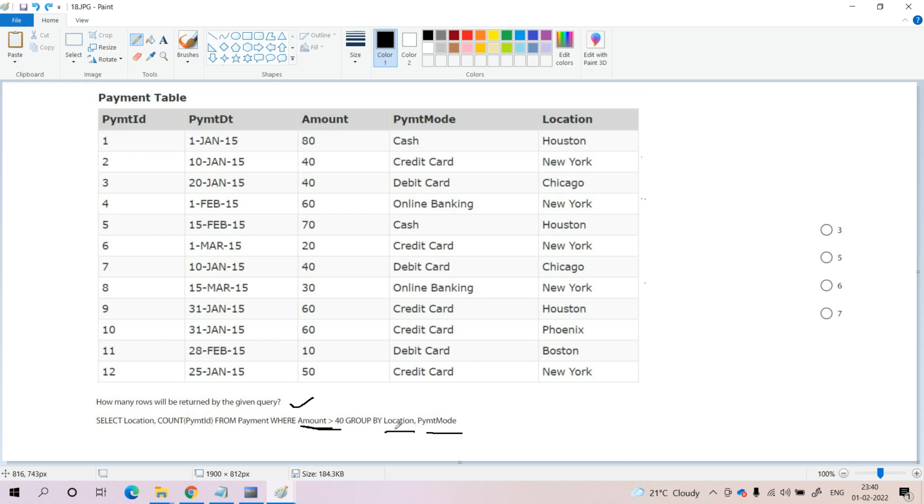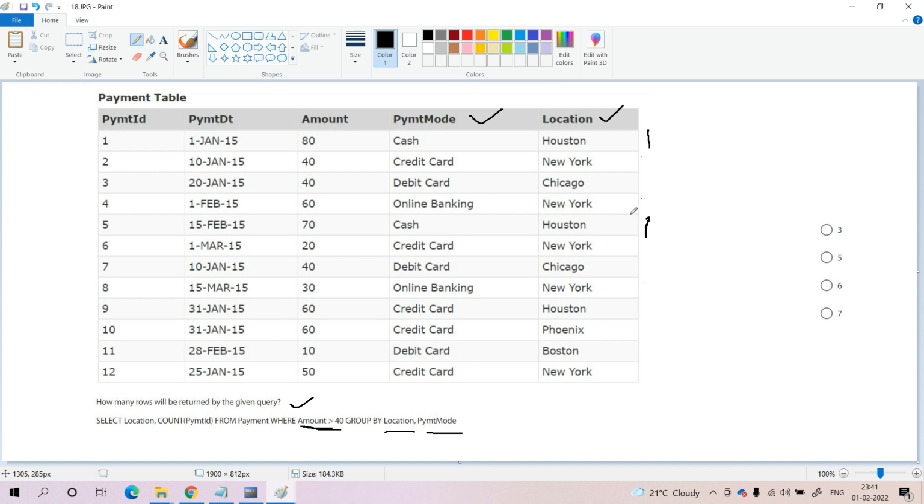By grouping location and payment mode, we need to identify the amount which is greater than 40. Now here the group by clause is available on the location as well as the payment mode. Try to observe the combination of payment mode and location. Here cash Houston is the first combination. Try to check whether the same combination is available one more time. Yes, here it is available. It also comes under the first group.